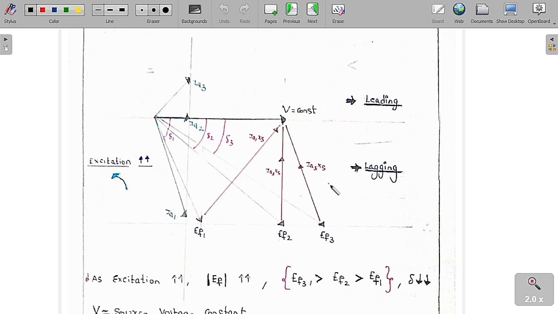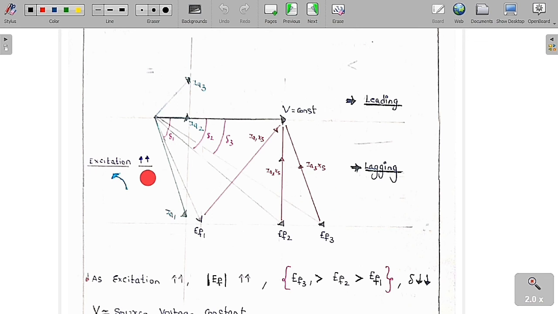Mod V is a constant, XS is constant, P is a constant. So therefore, definitely the mod EF into sine delta should always be constant. So EF1 sine delta 1 is equal to EF2 sine delta 2 is equal to EF3 sine delta 3. This is the thing that you always need to keep in mind.